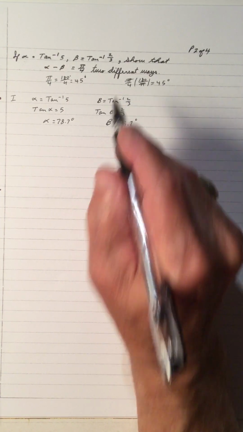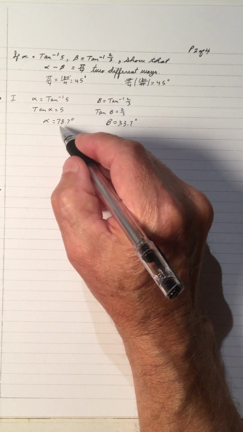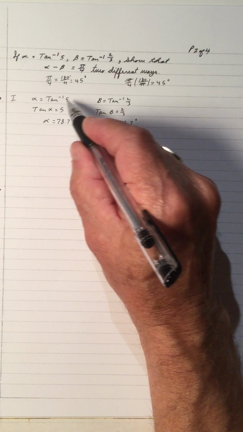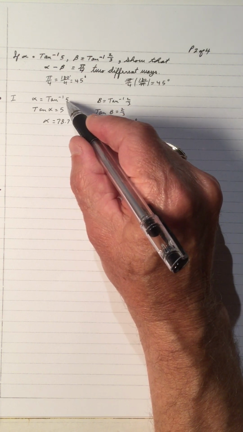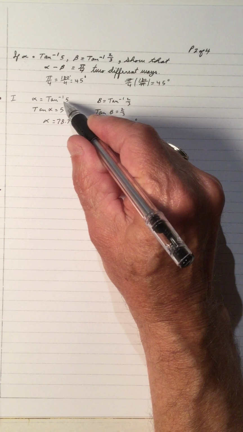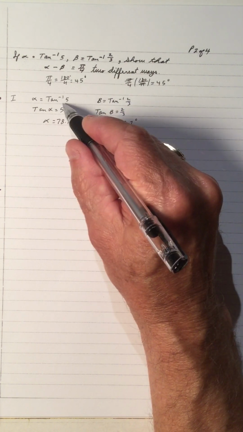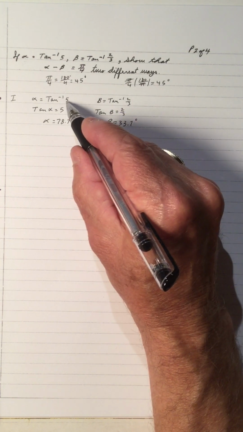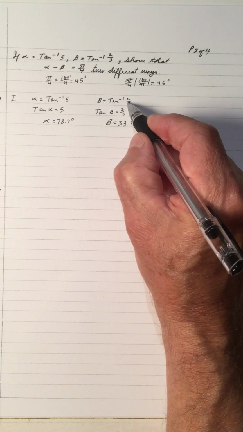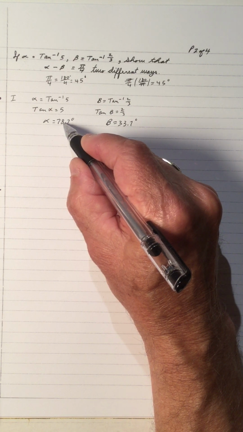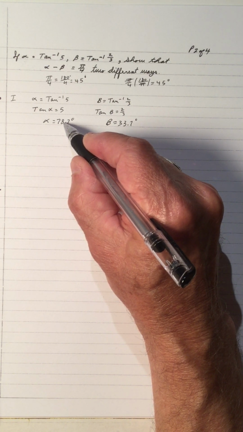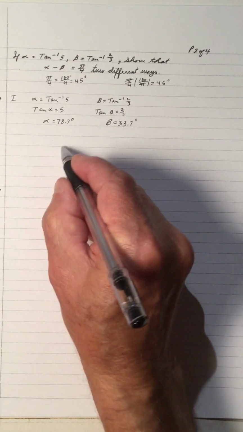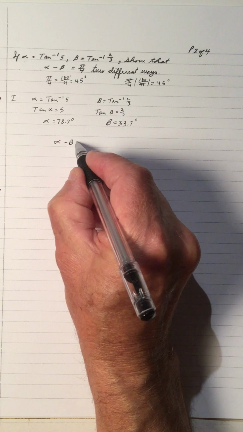And not only that, the calculator gives us the true answer. When we do inverses of the trig functions, if it's positive for tan, it's between 0 and 90. So since these two are positive 5, positive 2/3, these answers are between 0 and 90. If this was a negative 5 or negative 2/3, this answer would have come out negative 78.7 or negative 33.7.